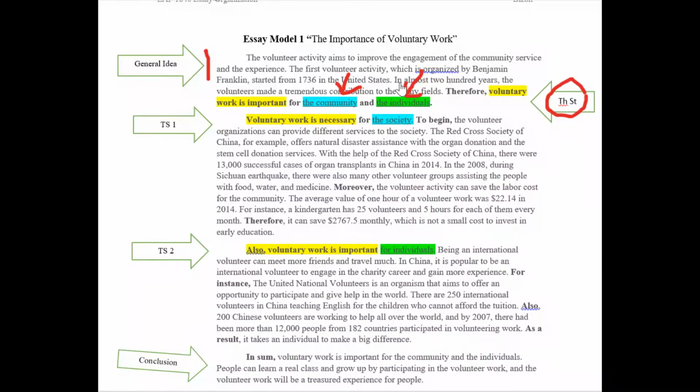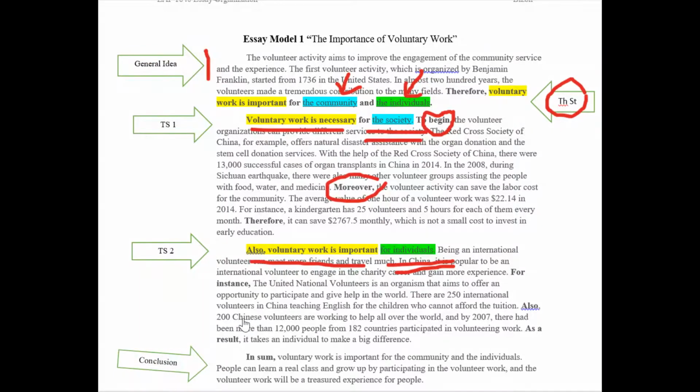And again, if you look at topic sentence number 1, it has the topic, voluntary work is necessary, and your idea number 1 for the society. And then you introduce your first major supporting detail, then you have your second major supporting detail, and then you have a bunch of examples, specific examples. Now, topic sentence number 2 also has the same topic, but now idea number 2 that you mentioned in your thesis statement. And again, you introduce major supporting details and minor supporting details.